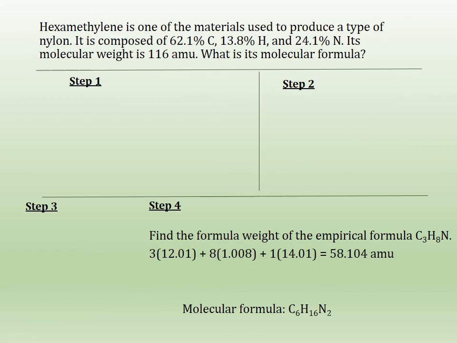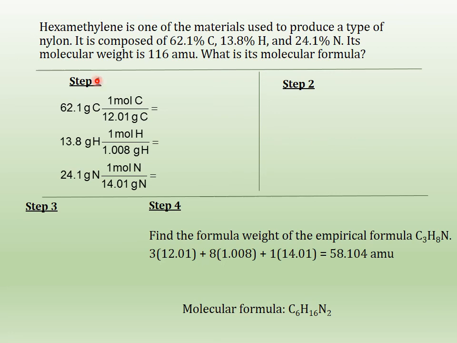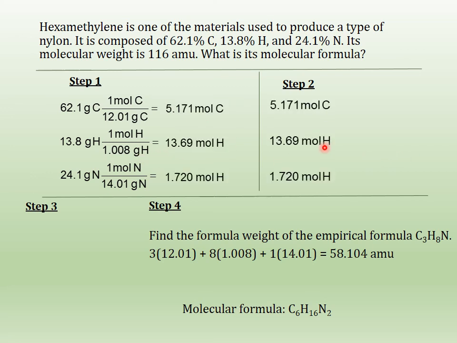Here is another example. In this case, you have carbon, hydrogen, and nitrogen. And again, the molecular weight is given to you, which means you have to find the empirical formula as well as the molecular formula. So here we go. Convert everything to grams, convert that into moles. Once you have the moles, you divide it by the smallest number, which in this case is 1.72. So then you get the ratio.